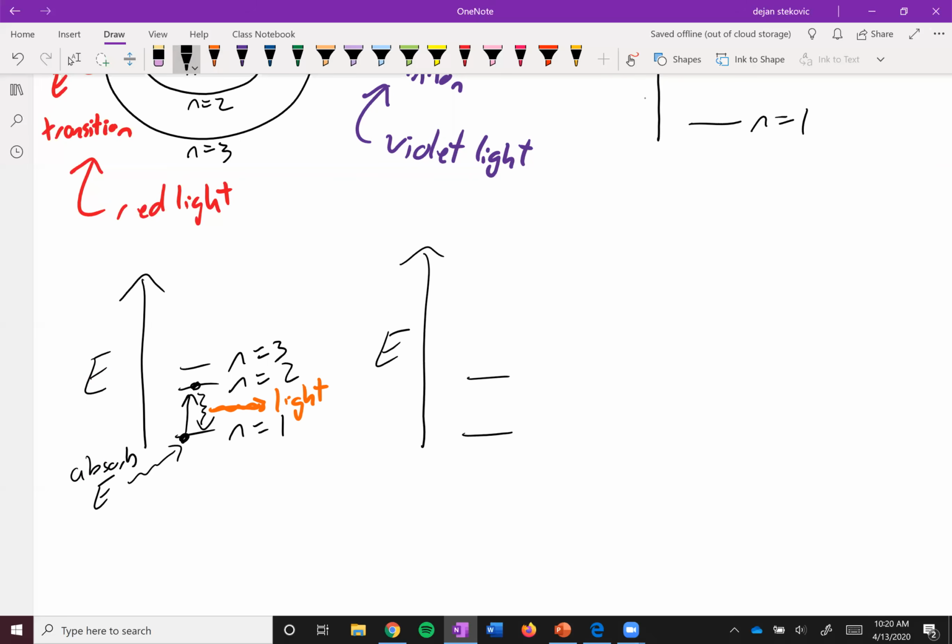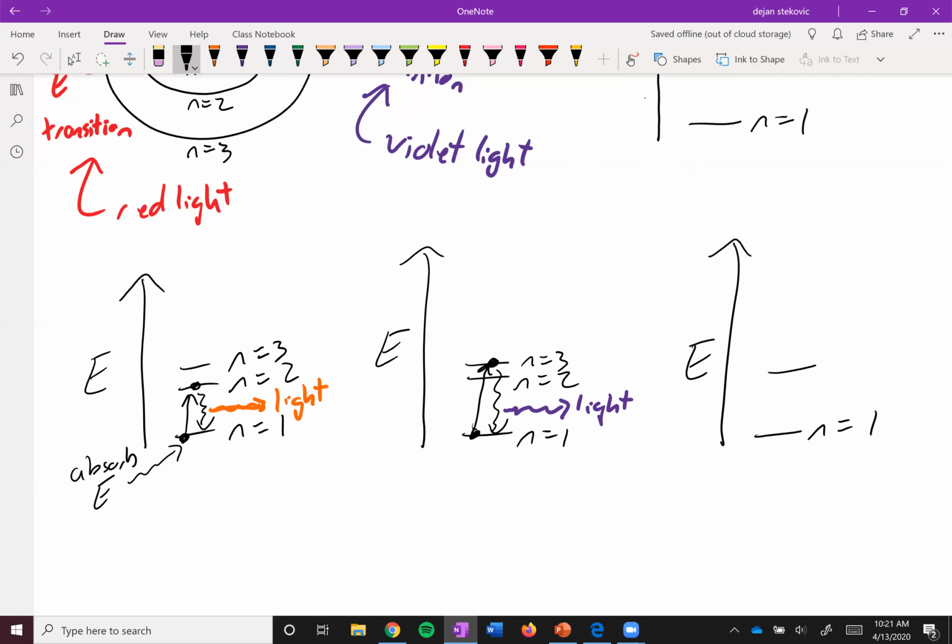Another situation would be, n equals 1, 2, 3. We could excite the electron all the way to the third energy level. And so when it de-excites, it's going to release high energy light, so something like purple light. And we can have other energy transitions in here as well. So n equals 1, n equals 2, n equals 3. So if we had an electron down here at 1, we could excite it up to 3. And then maybe it only de-excites down to, or relaxes down to 2. So this would be something like a very low energy light, something like red light.